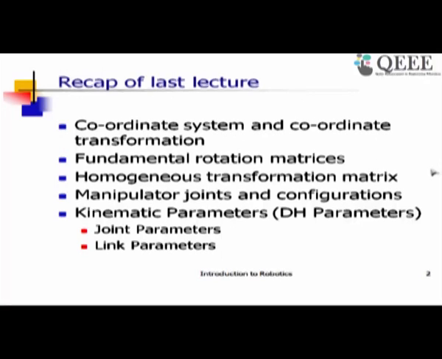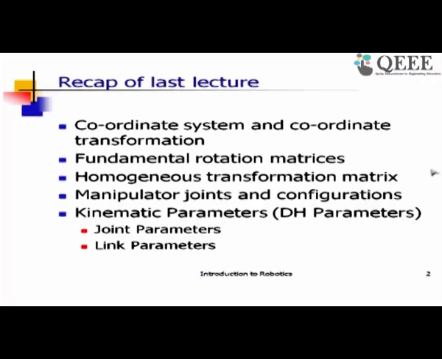In the last class we started with defining the coordinate system. How do you define a coordinate system? Basically we discussed how you define a point in space and how many degrees of freedom we need in order to manipulate objects. Then we talked about coordinate transformation. How do we transfer one coordinate system to another coordinate system? Basically the transformation matrices we discussed.